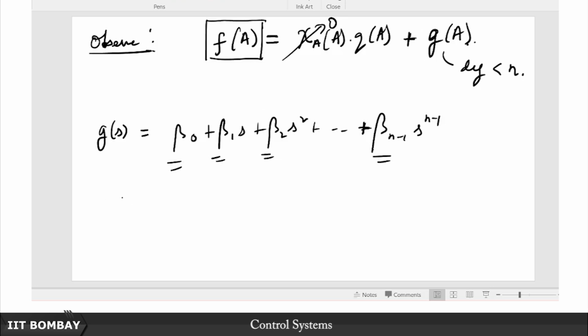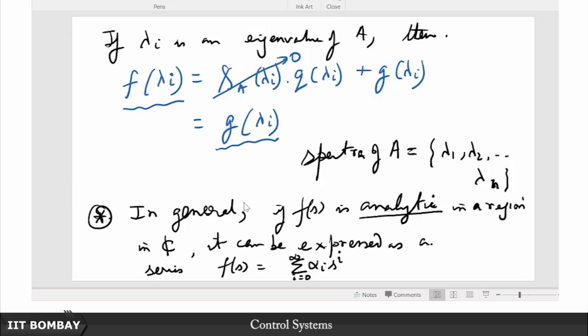Now observe further that e to the s, or rather e to the st, is an analytic function. So putting these pieces of the puzzle together, we know that if it's an analytic function in a region of the complex plane, it can be expressed as a series.